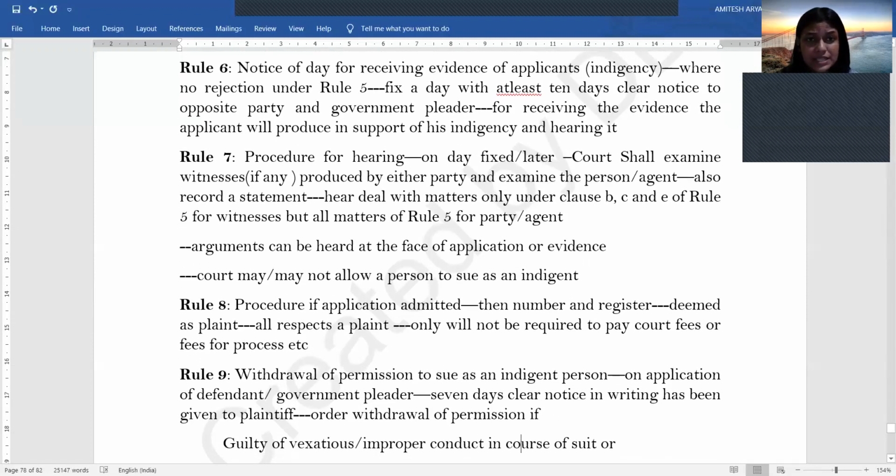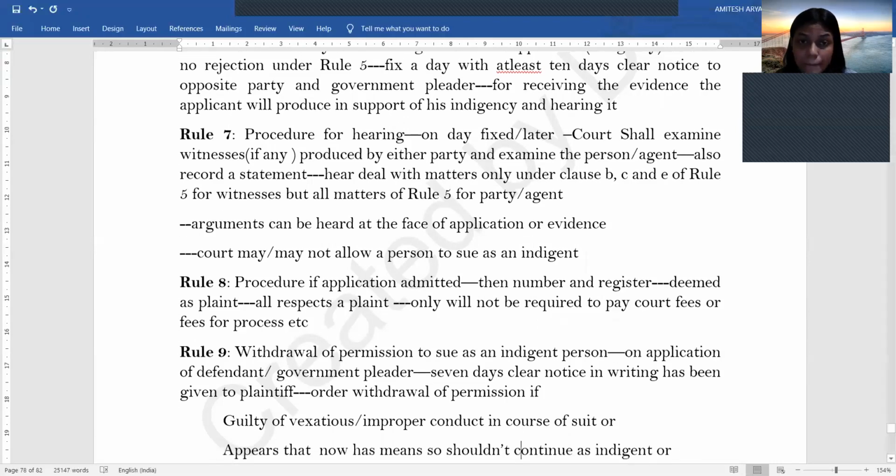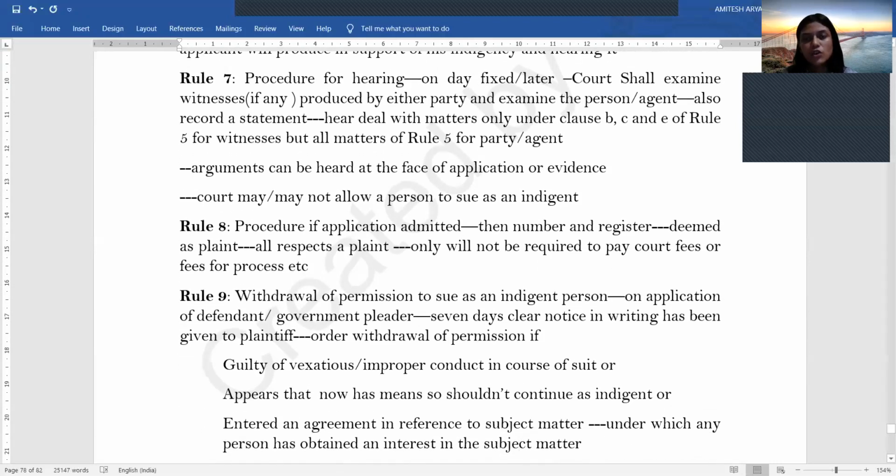Rule number 6 says that in respect of your indigency, evidence has to be taken and no rejection takes place before that. At least 10 days' clear notice will be given to the opposite party and the government pleader so they can prepare the case for receiving the evidence, and the applicant will produce it, and then the court will hear it. Now, rule number 7 says that on the day fixed, the court will examine any witnesses that any of the parties are producing.